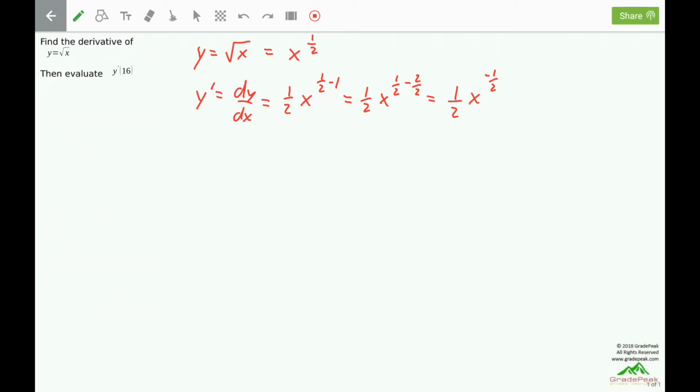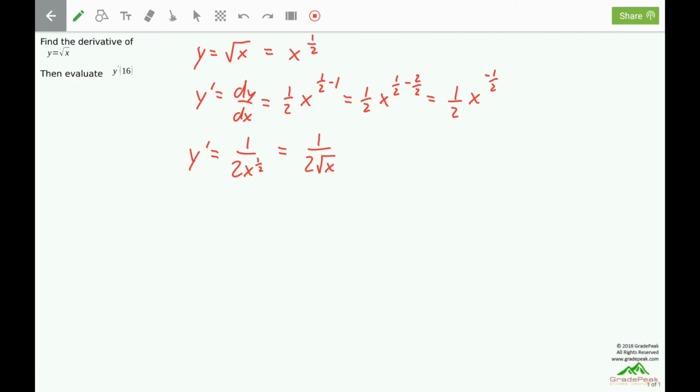Now, by being a negative 1/2, a negative exponent, that means it can move its position. It's in the numerator right now. It can move to the denominator, which will be with the 2 that's already down there, and become a positive 1/2 power. Which means that we can rewrite this now as, once again, a square root of x, but it's in the denominator. So y prime will be 1 over 2 square root of x.